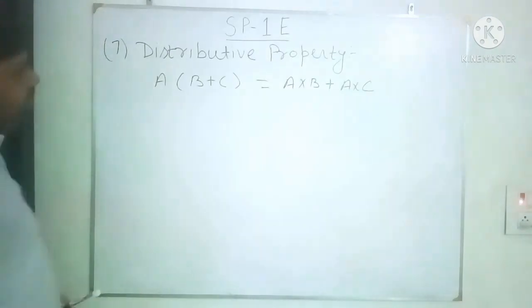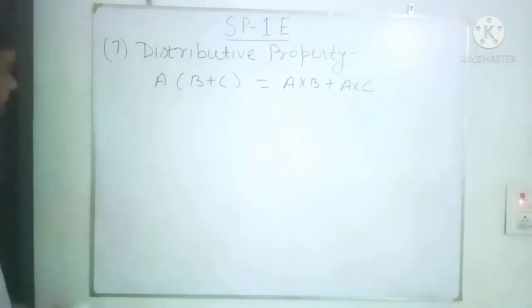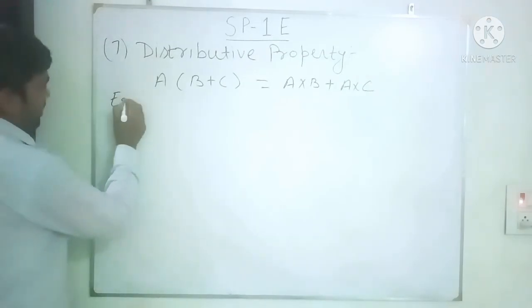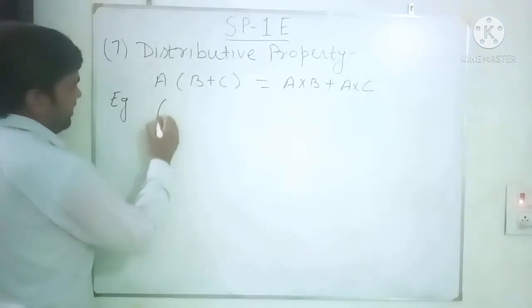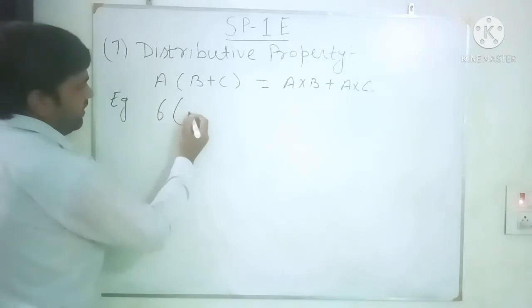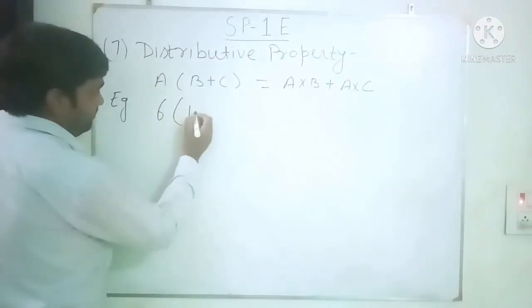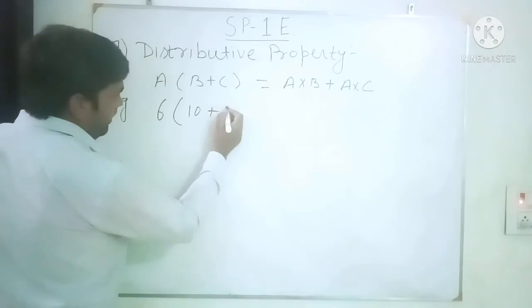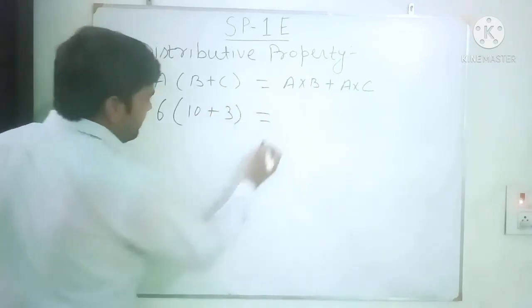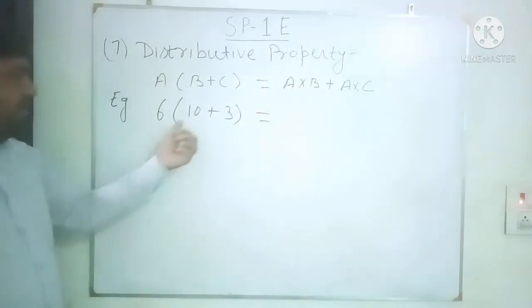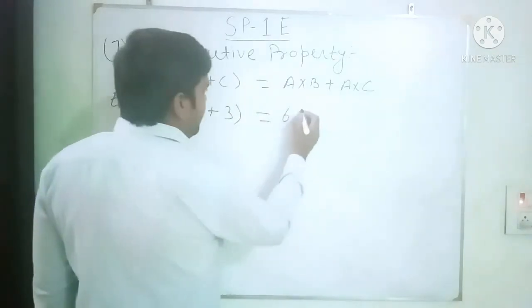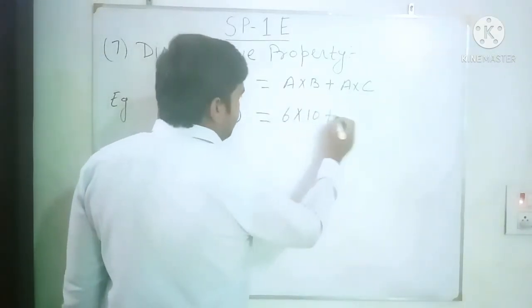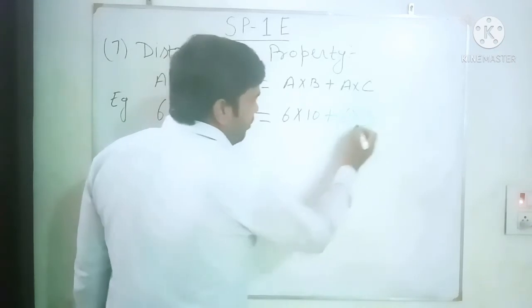The distributive property of multiplication does not hold for division. Here we can take an example. Suppose a number is written as 6 into (10 plus 3). This means 6 into 10 plus 6 into 3. Both will give the same product.